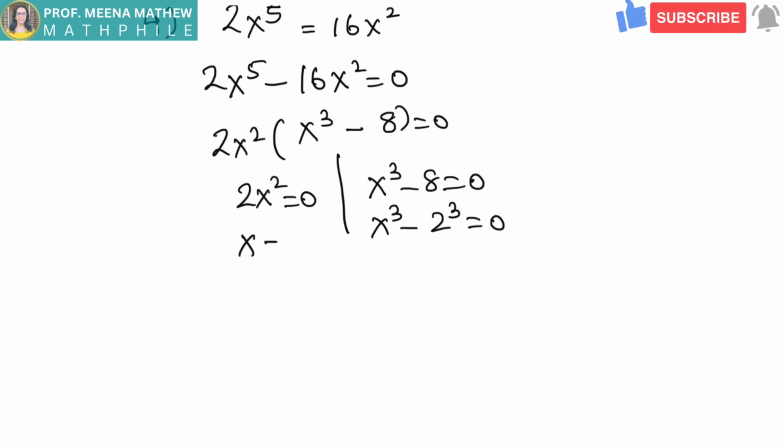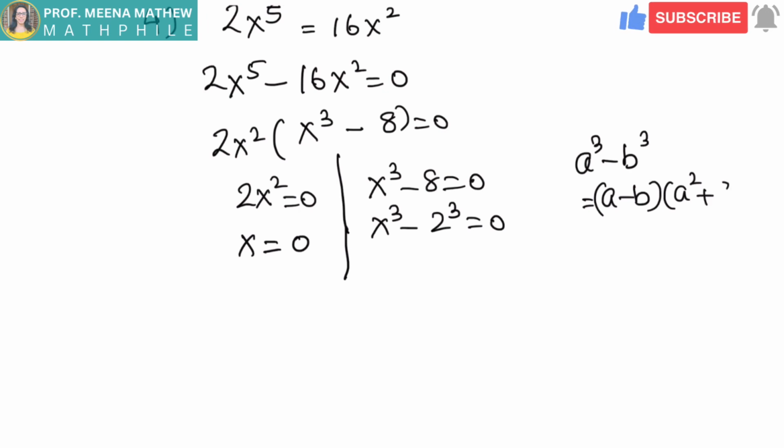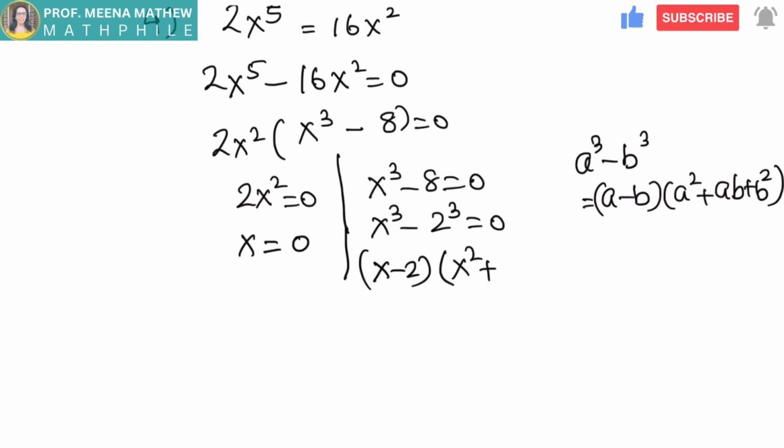Here x square equals 0 means x equals 0. So we got one solution. And here again we have to factorize this x cube minus 2 cube by difference of cubes. That is a cube minus b cube equals a minus b and a square plus ab plus b square. So here a equals x, b equals 2. So x minus 2 and x square plus 2x plus 4 equals 0. The second part we have to factorize again.